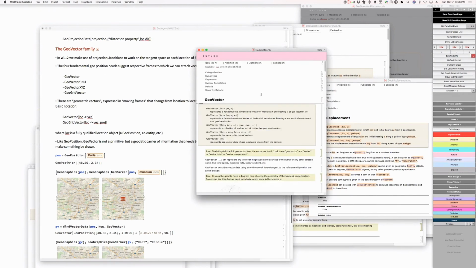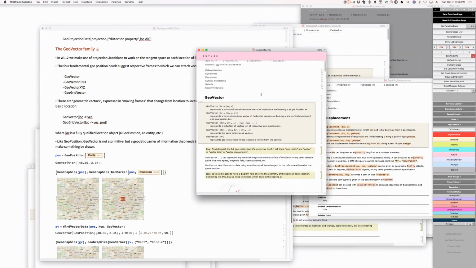That's the geovector. And then you can have the geovector ENU object, which you can give three projections to the ENU axis. And then you have the geovector XYZ, in which you also have three projections, but now you are projecting on the axis of the Earth. So that's good, for example, to compare vectors in different positions because you are converting them into 3D vectors.